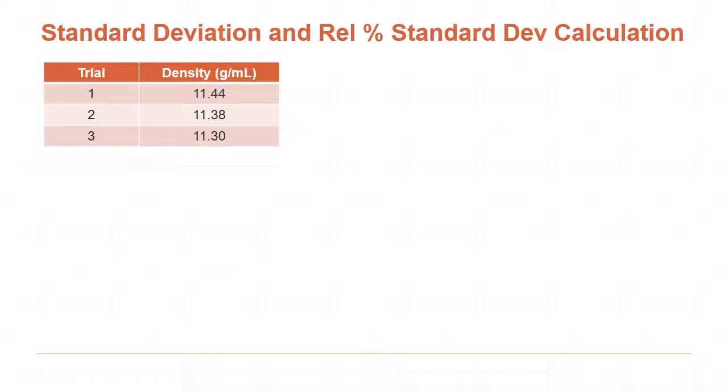All right, let's look at another example where I'm going to calculate both standard deviation and the relative percent standard deviation. I have 3 trials worth of density data, 11.44 grams per milliliter is trial 1, 11.38 is trial 2, and 11.30 is trial 3. So here's my 2 equations I need.